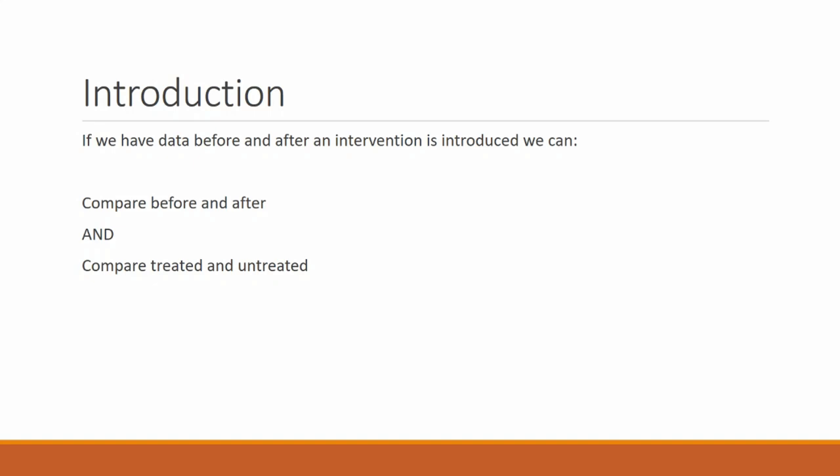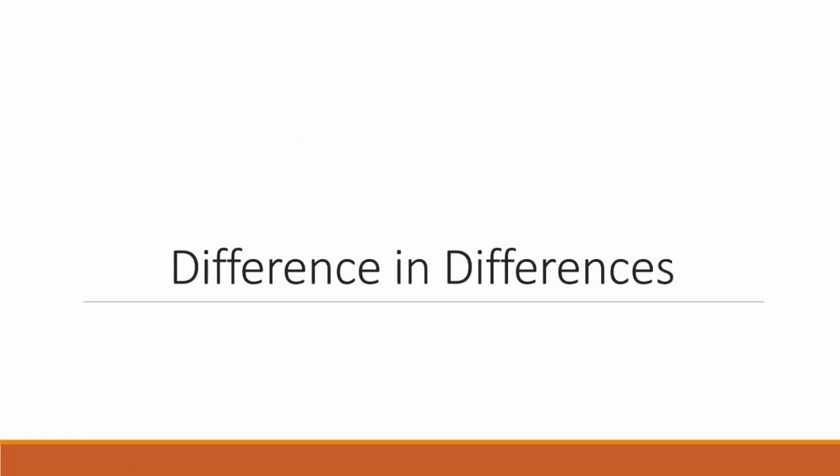Okay, so if we have data before and after intervention, we can compare before and after and compare treated and untreated, or treatment versus control. Okay, so that is the underlying situation. When we have before and after data for a treatment and a control group, we can use difference in differences. So we have to have a 2-year panel data set, and that panel data set has to come from before an intervention was put into place and after an intervention was put into place. Okay? And it needs to include both people that received the intervention and people that did not receive the intervention. In that case, we can use difference in differences.